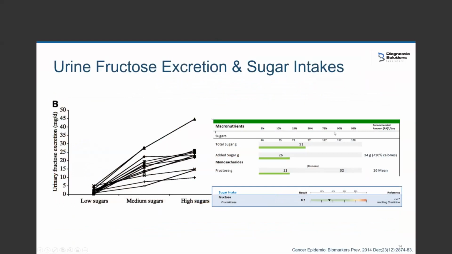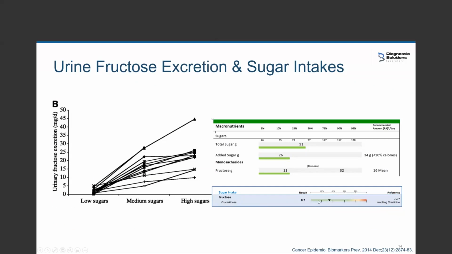So I have this that I have made. I use BioCare and then I pull this out. So her fructose intake, which falls almost at the 25th percentile, and her urine level are kind of matched there. So I get a better picture. So she's not a big fructose eater.